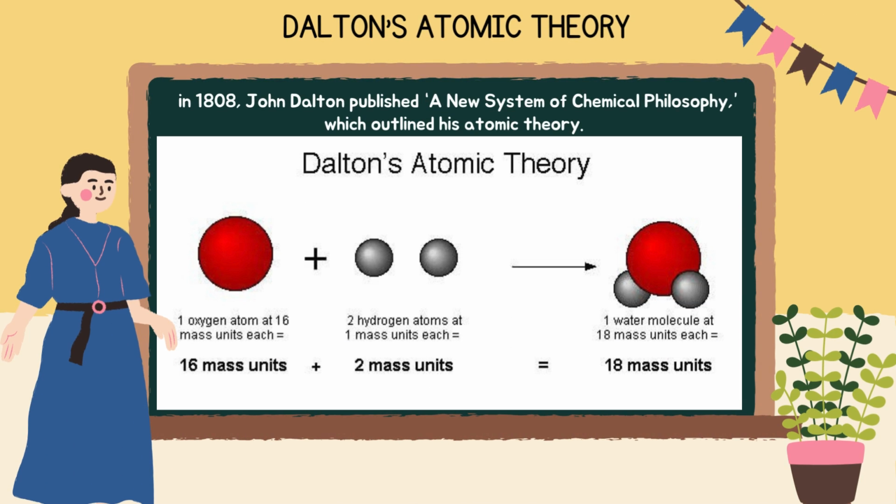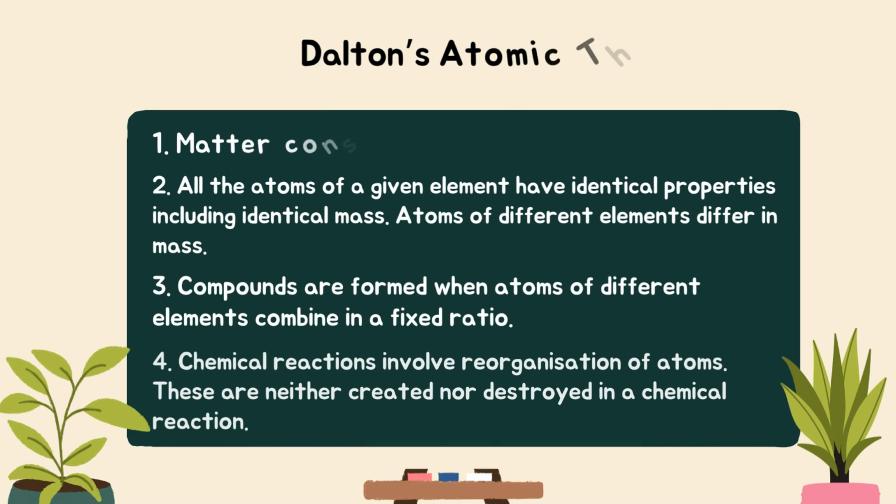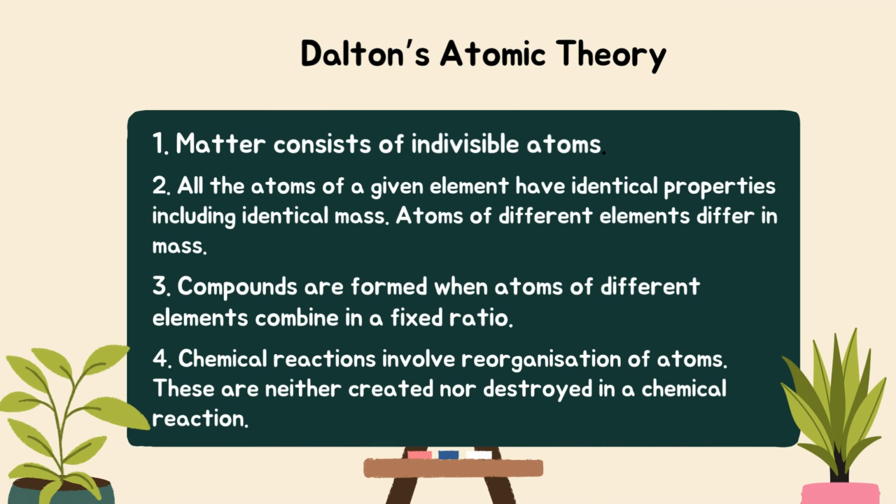In 1808, John Dalton published A New System of Chemical Philosophy, which outlined his atomic theory. 1. Matter consists of indivisible atoms. 2. All the atoms of a given element have identical properties, including identical mass. Atoms of different elements differ in mass. 3. Compounds are formed when atoms of different elements combine in a fixed ratio. 4. Chemical reactions involve reorganization of atoms. These are neither created nor destroyed in a chemical reaction.